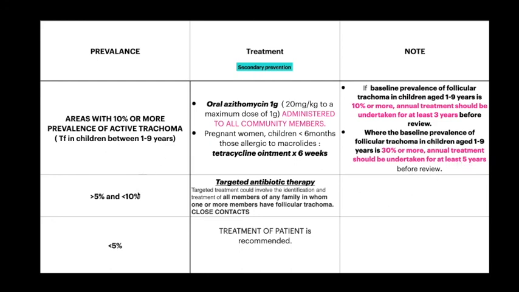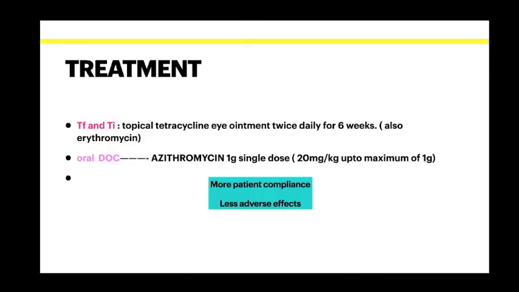Then the second one, if it is between 5 to 10 percentage, then targeted antibiotic therapy, that is the patient will be treated, along with any family member maintaining close contact and other close contacts, right? All the close contacts with that person will be treated. And if it is less than 5 percentage, treatment of the patient is recommended. Sometimes we may employ targeted antibiotic therapy, but mostly treatment of the patient is recommended.